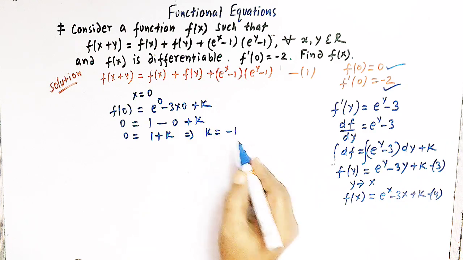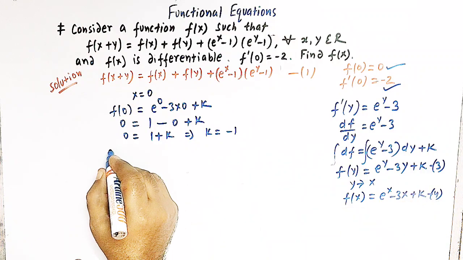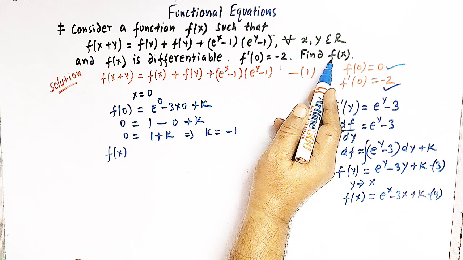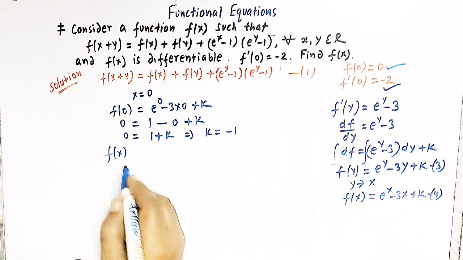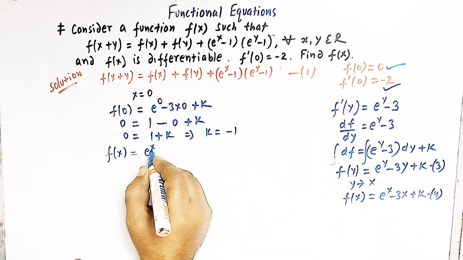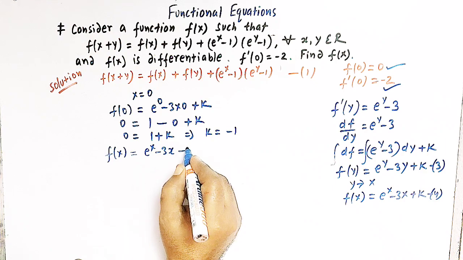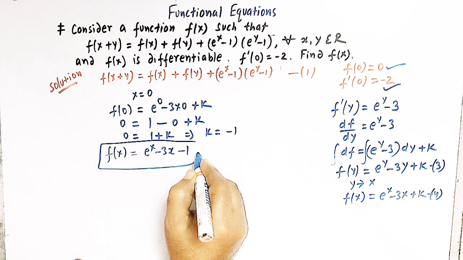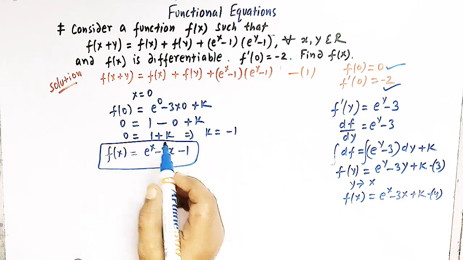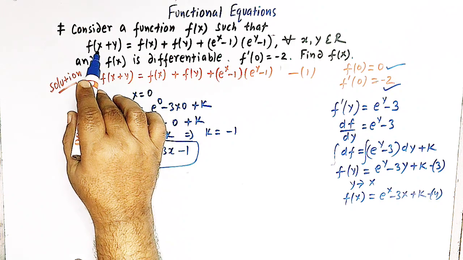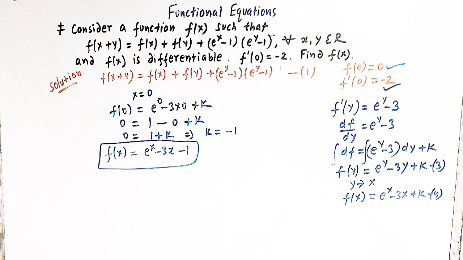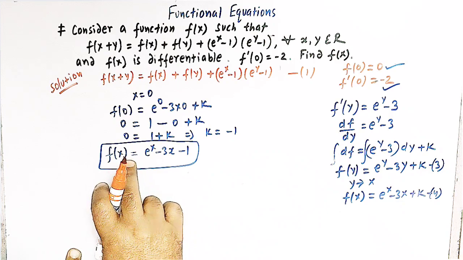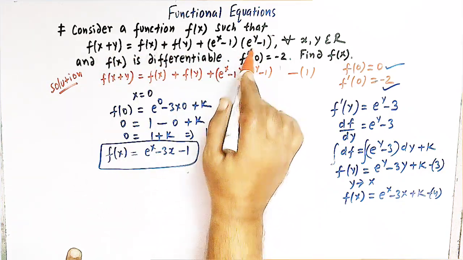So taking k is equal to minus 1 over here, the function f of x, which is to be determined, is now given by e raised to x minus 3x minus 1, taking k is equal to minus 1. So this is the required function f of x which satisfies this functional equation. So let us now verify that this function satisfies this functional equation, right?